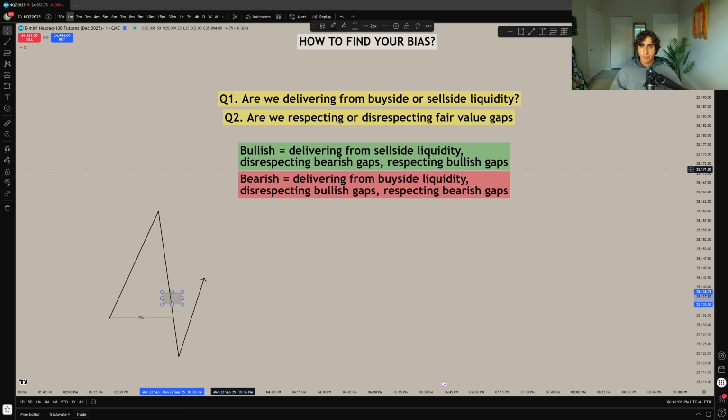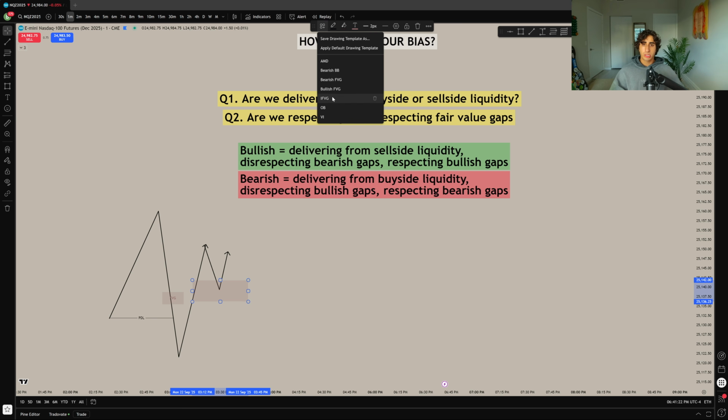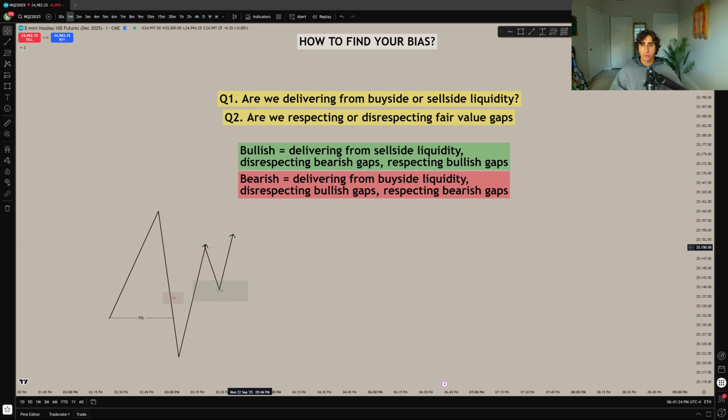Then if we start disrespecting, this is a sign of a bullish order flow, right? Especially when we then start respecting bullish gaps here, right? So we're disrespecting bearish, and then we create bullish gaps along the way, and we start respecting bullish gaps. If all these three things are happening, right? We are delivering from sell side liquidity being previous low, we are disrespecting bearish gaps, and we're respecting bullish gaps.